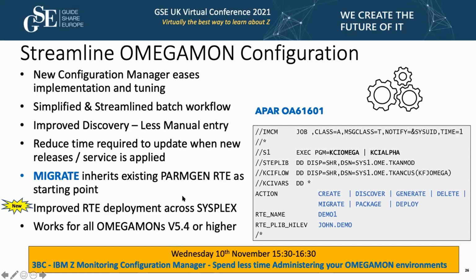about that in the upcoming Wednesday presentation, which I have a note here as to which session that is, 3BC. This will work for all of your OMEGAMONs version 5.4 or higher. I would also note that if you're trying to upgrade from 5.3, it will ingest the 5.3 parameters into ParmGen, but you can't create a version 5.3 compatible output from this. So if you're doing an upgrade from 5.3s to 5.4s and 5.5s or what have you, this will accomplish that.